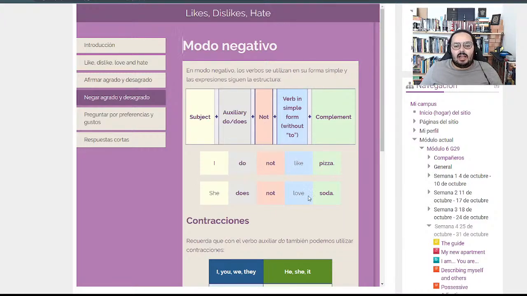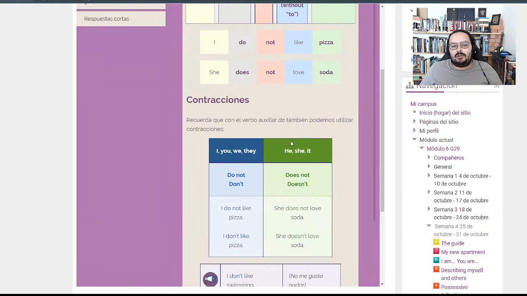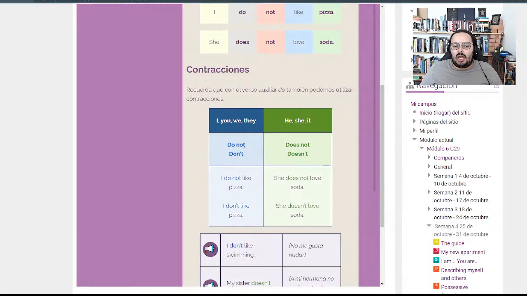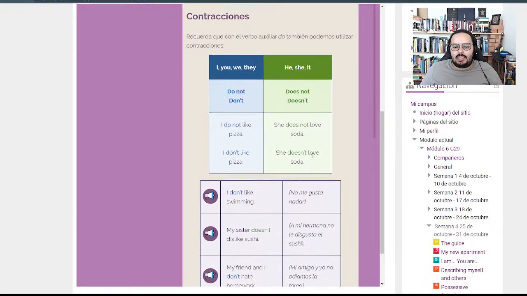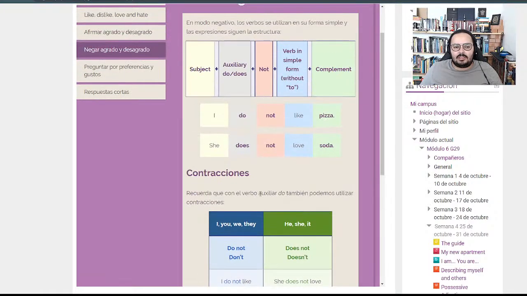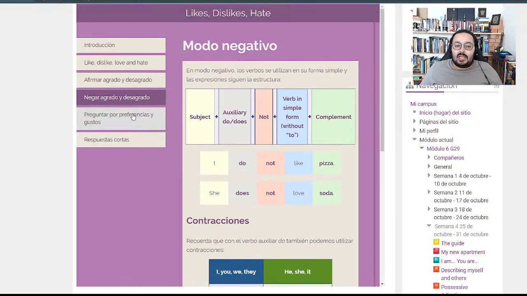She does not love eating, right? And the question, well, here we have some contractions. Do not turns into don't, does not turns into doesn't, and here's some examples. Now, let's go for the interrogative form.